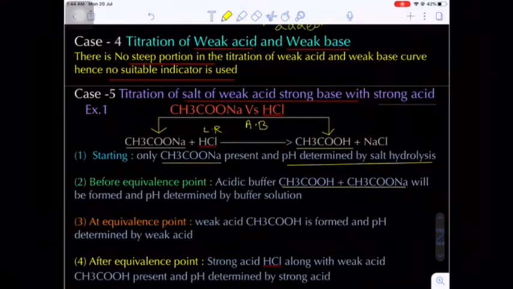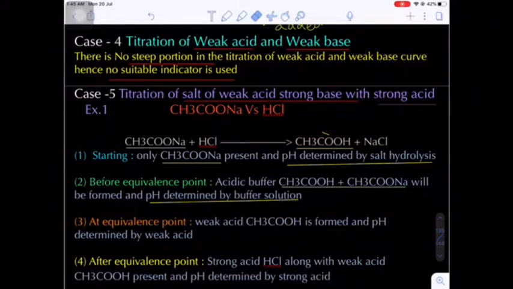So how can we calculate the pH of the solution? That is with the help of the Henderson-Hasselbalch equation. So before the equivalent point you have a mixture of acetic acid and its conjugate base, the acetate ion or sodium acetate salt. This is known as an acidic buffer, and the pH is decided by the acidic buffer solution. Are you getting my point?